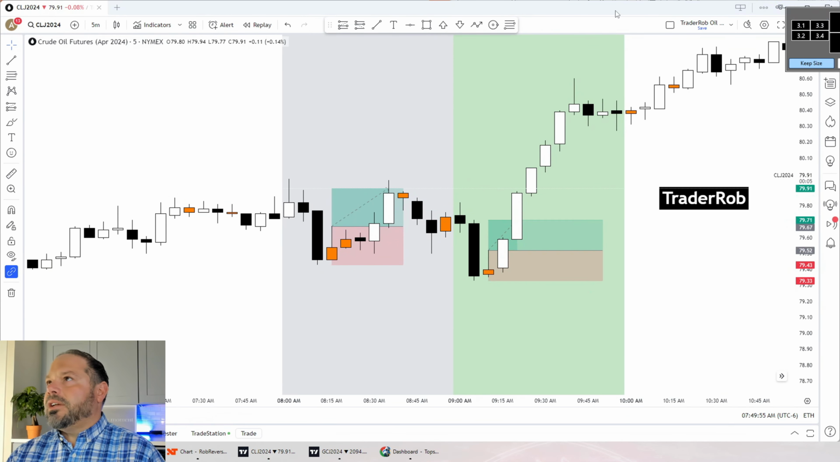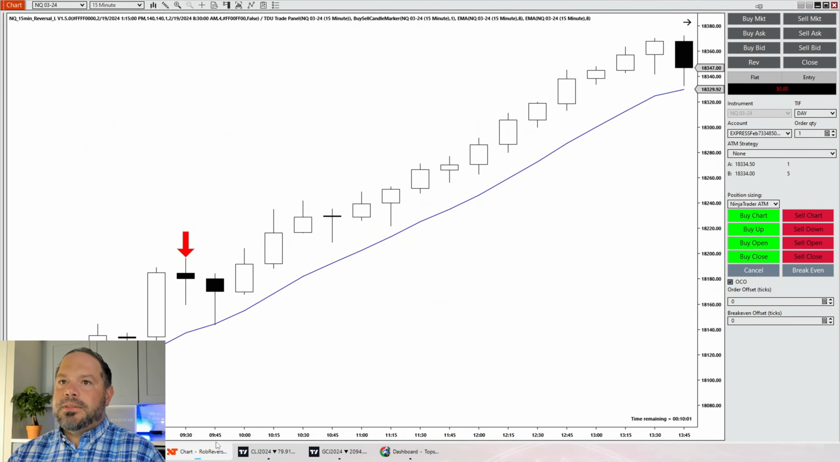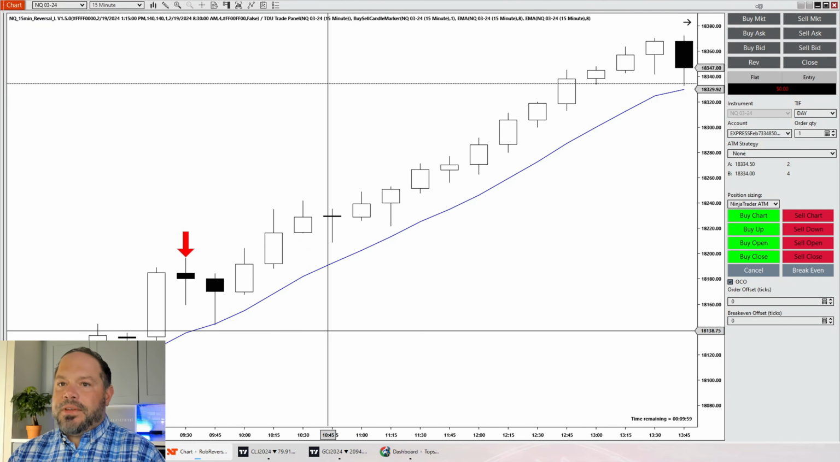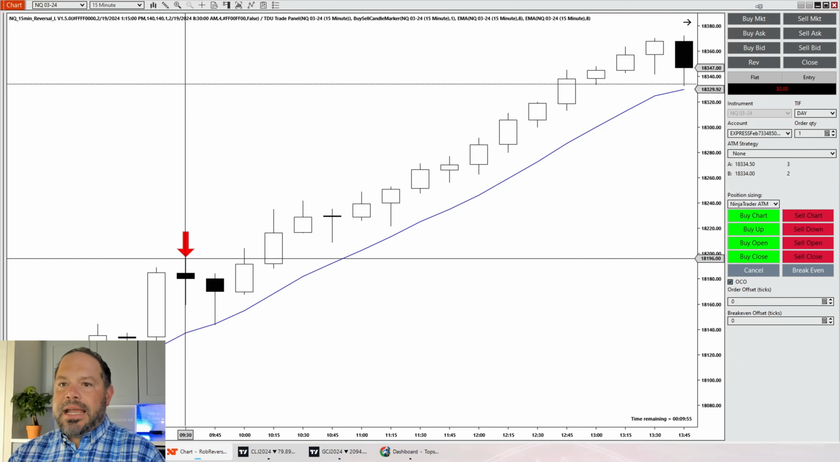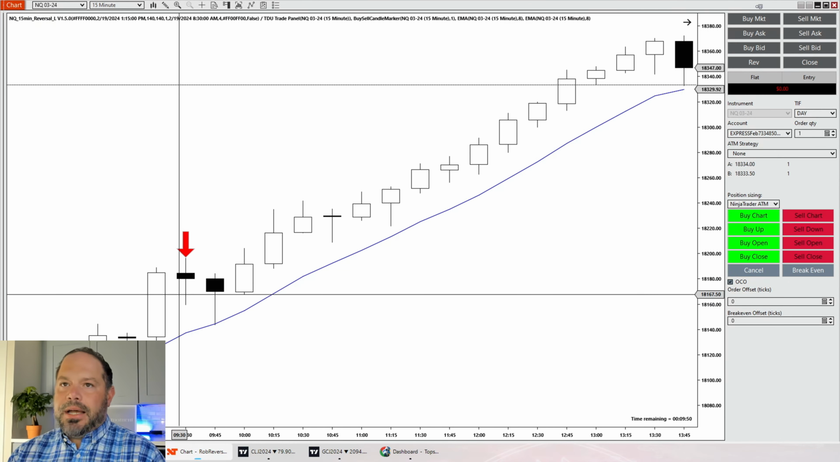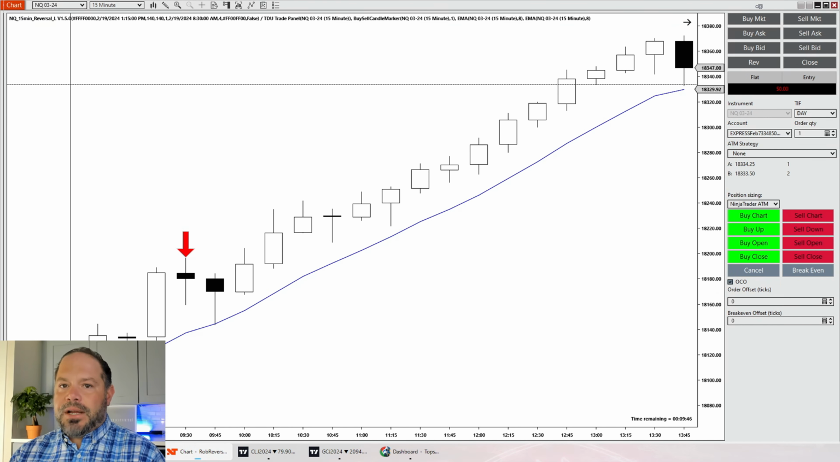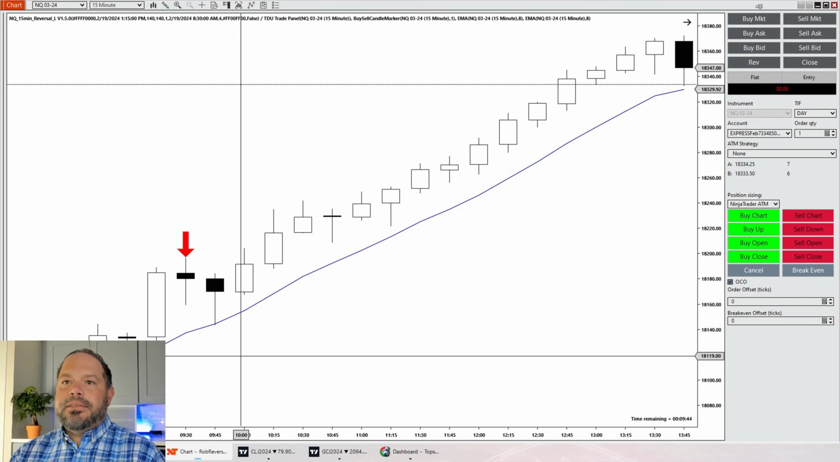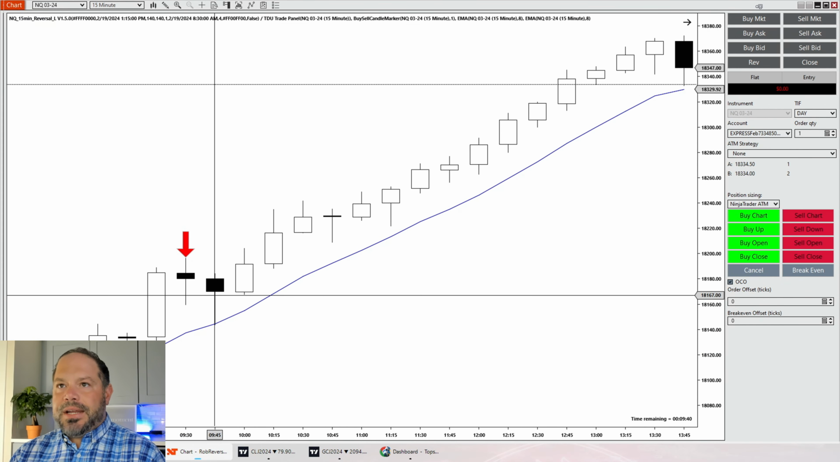If we take a look at our Rob reversal, we had no setup. We got a short setup that appeared at 9:30 in the morning, so it met the pattern condition. It was within our time condition as well, so it was after 8:30 in the morning, but it closes above the 80 MA, which keeps you out of a bad trade here.